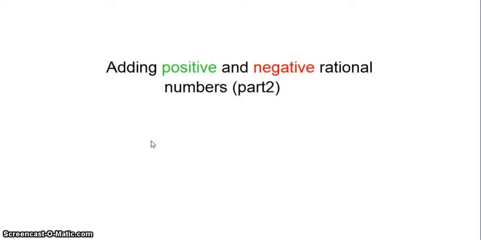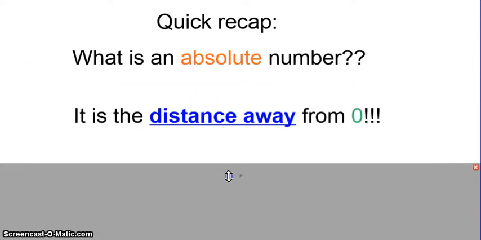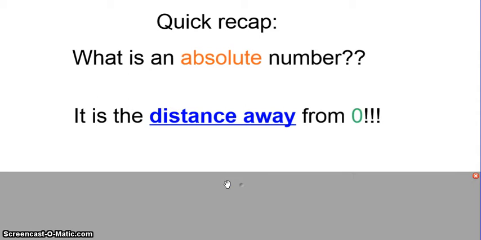Hey class, so today we're looking at adding positive and negative rational numbers. If we remember, I want a quick recap of what an absolute value is. If you could quickly jot this down in your notes, or if you don't know, pause the video. An absolute value is the distance away from zero.